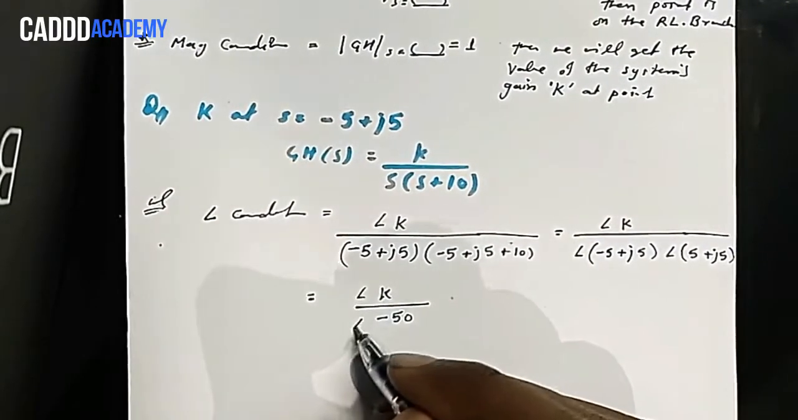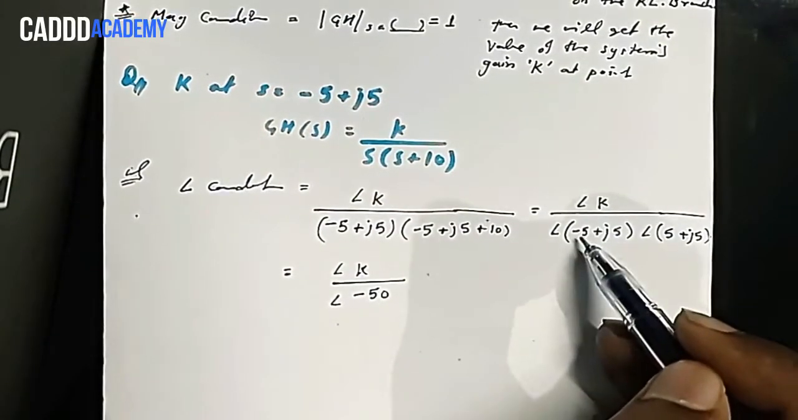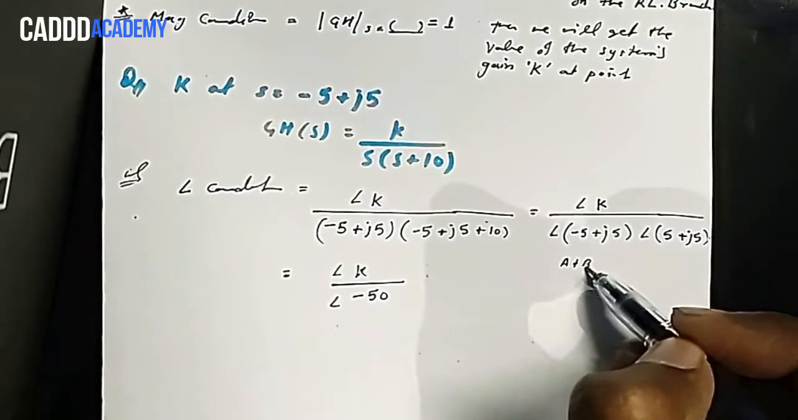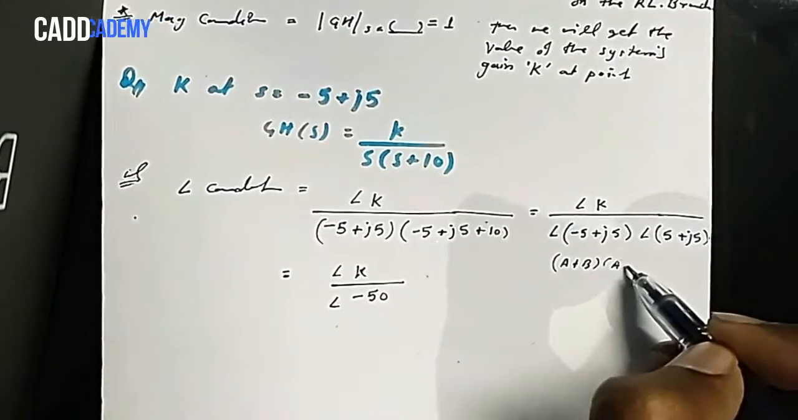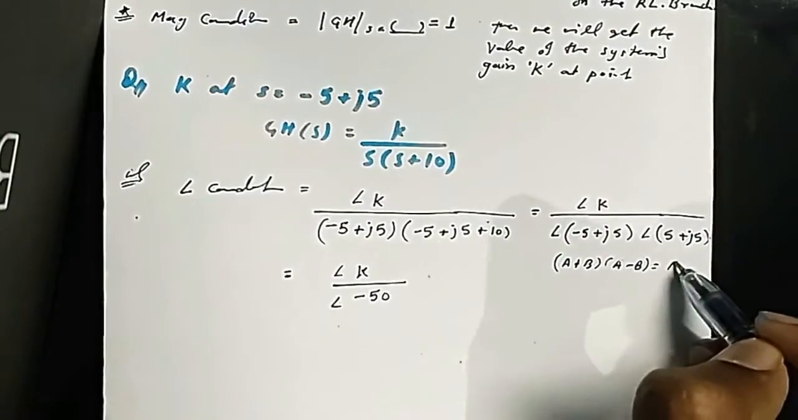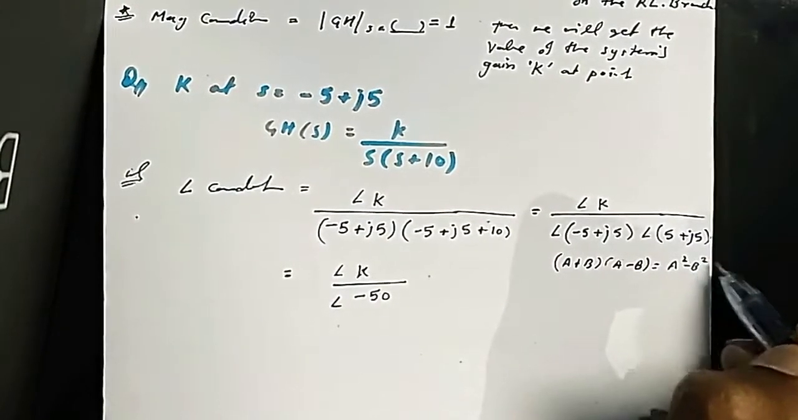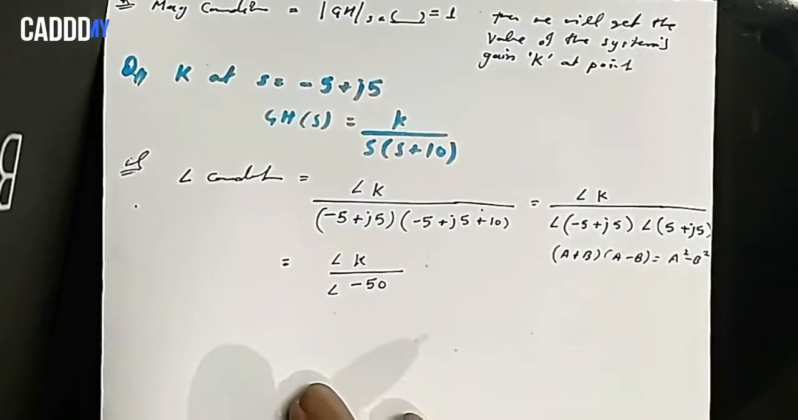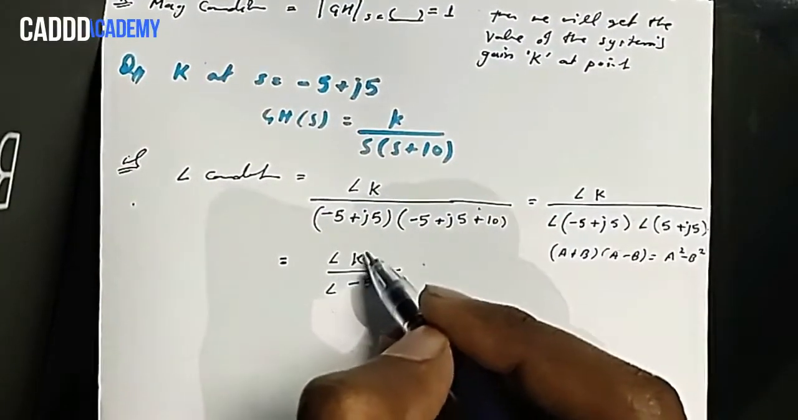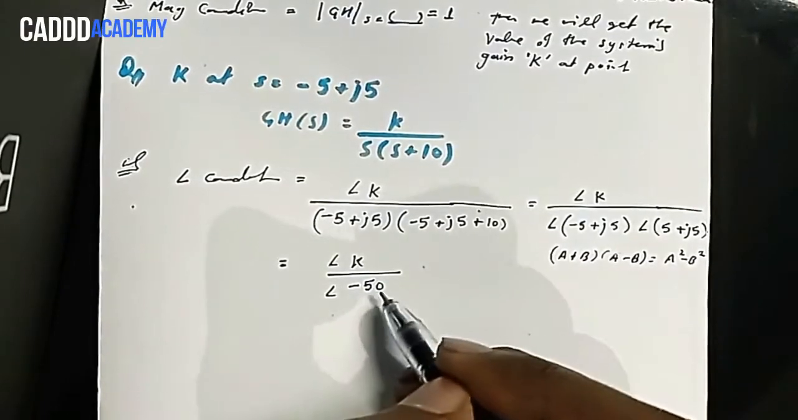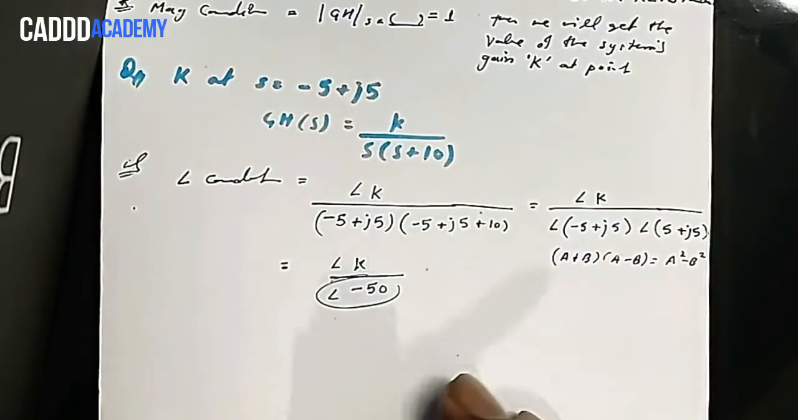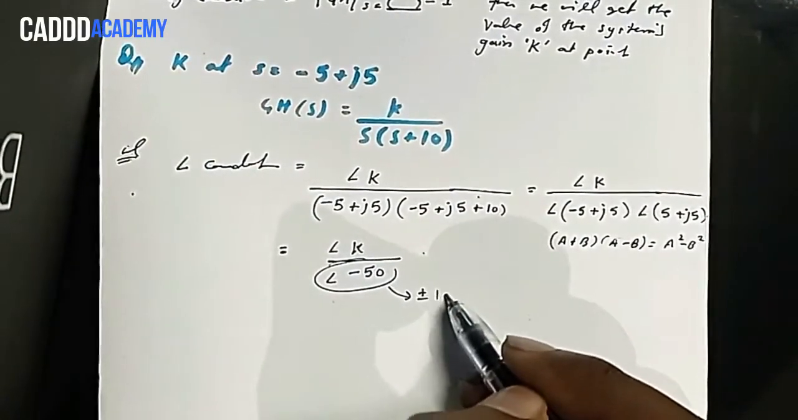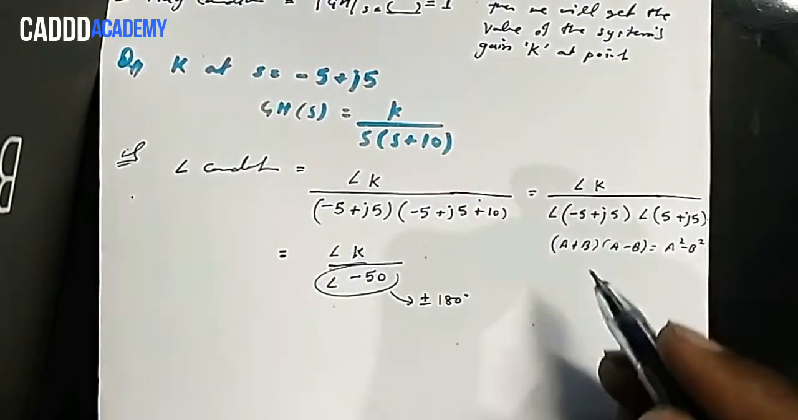So k by -50, because this is a minus b into a plus b. We know that a plus b into a minus b is a square minus b square. So by using this, we will get the value -50 here. So the angle of k is a constant here, and the angle of -50 will be plus minus 180 degrees.